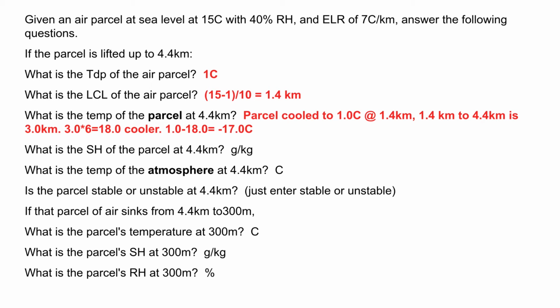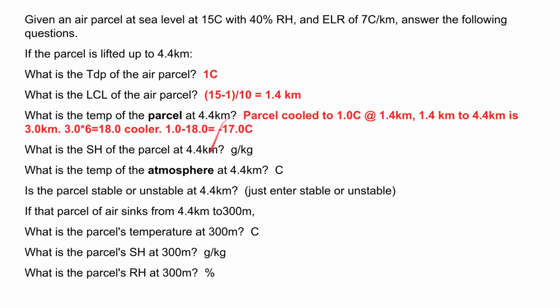If we want to find the temperature of the parcel at 4.4 kilometers, remember it cooled to dew point temperature at the lifting condensation level, so we know that its temperature was 1 degree Celsius at the lifting condensation level of 1.4 kilometers. From 1.4 to 4.4 kilometers is 3 kilometers of lifting. It's going to get lifted by 3 kilometers. Now it's cooling at the moist rate of 6 degrees per kilometer, so it'll be 18 degrees cooler. So the temperature of the parcel will be negative 17.0.